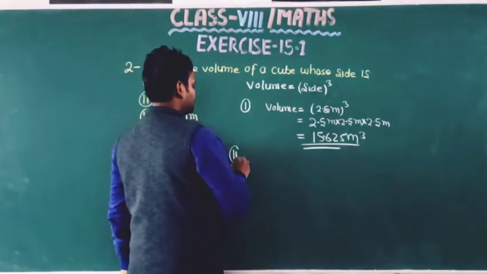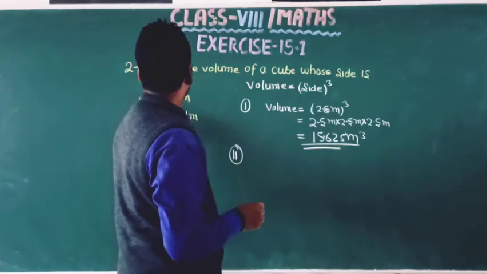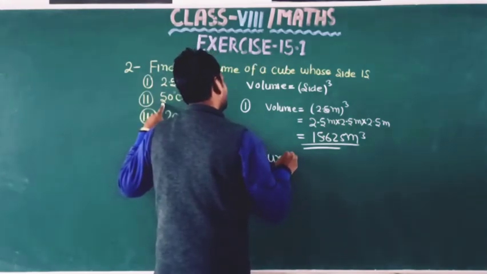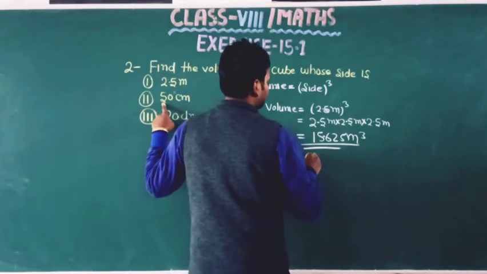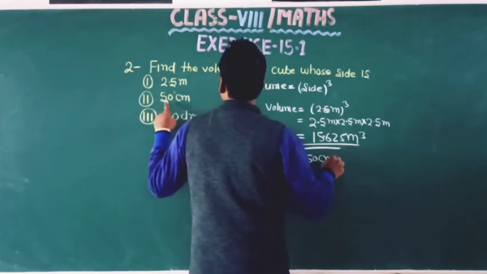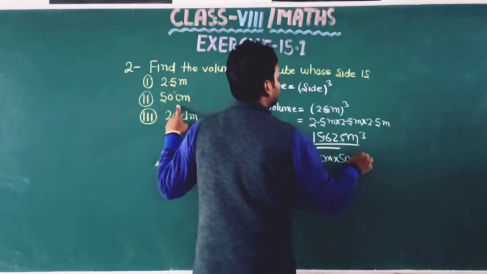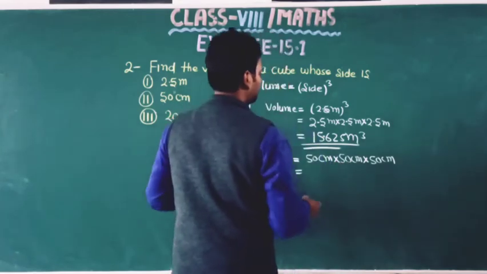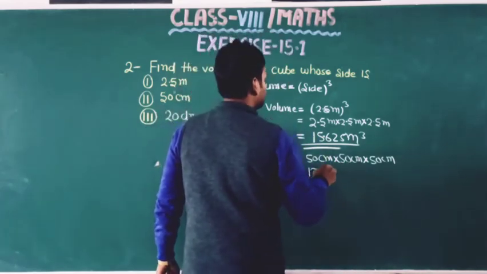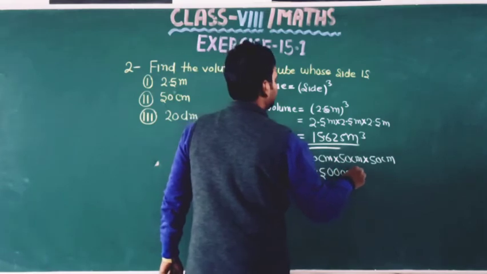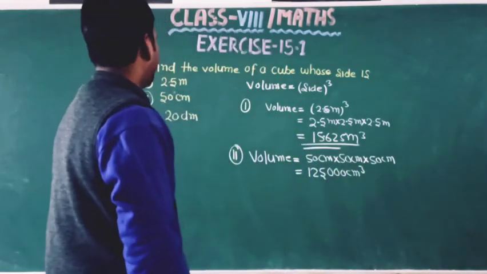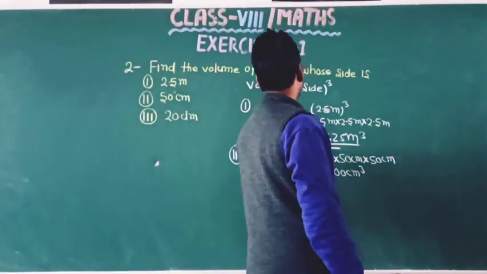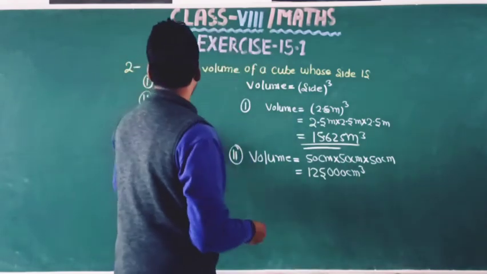And in the second part, the side is given as 50 centimeter. So the volume of the cube equals the product of 50 centimeter into 50 centimeter into 50 centimeter. This is 125,000 centimeter cube. The volume of the cube whose side is 50 centimeter is 125,000 centimeter cube.